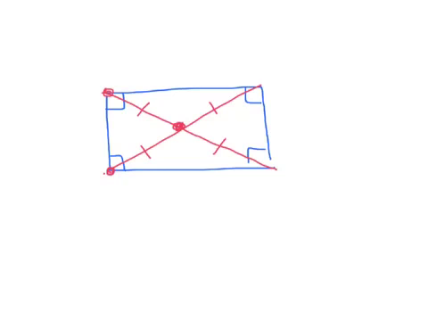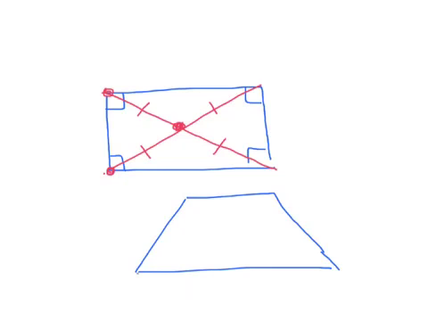In an isosceles trapezoid, the two red lines are congruent, but you can see that this distance is not the same as this distance. So that's the difference between a rectangle and an isosceles trapezoid.